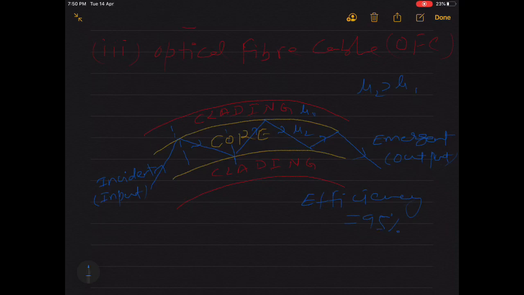So these are the major applications of total internal reflection.